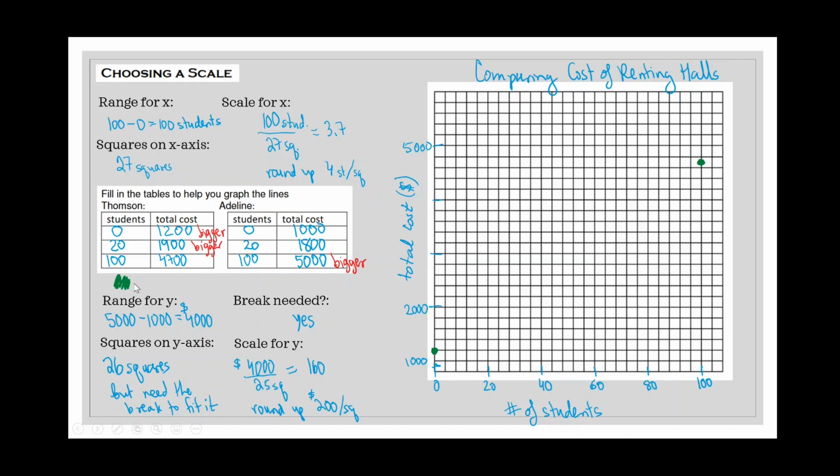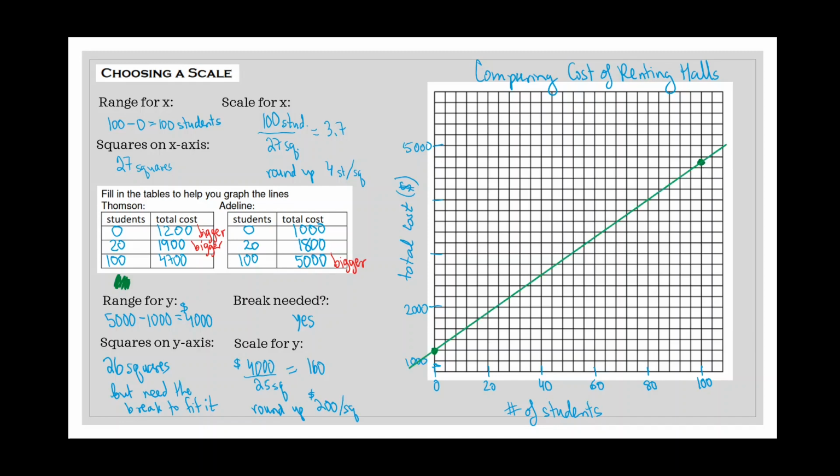So we're going to use green again for Thompson and plot the first point and the last point. So the first point is $1,200. After 1,000, each square is worth 200, so we can go just one square up. So that's there. The biggest number is 4,700. If we go to 5,000, one square down would be 4,800, but we need 4,700, so it's going to be in the middle of the next square.